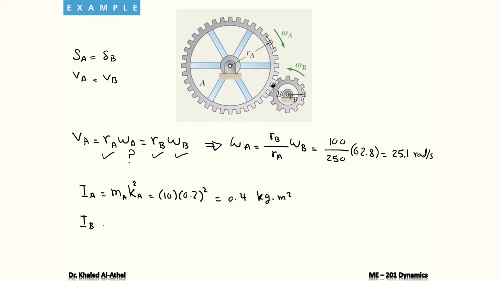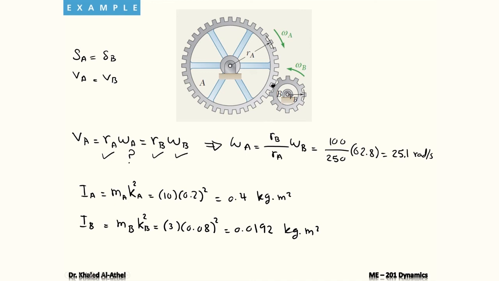Same thing for B. I will do this one quickly. So it is m_B k_B squared. Mass of B was given as 3 kilograms, and radius of gyration was given as 80 millimeters, so it becomes 0.08 meter. Then you have a square, and this becomes 0.0192 kilogram meter squared. Now I have everything ready to start doing all my calculations.